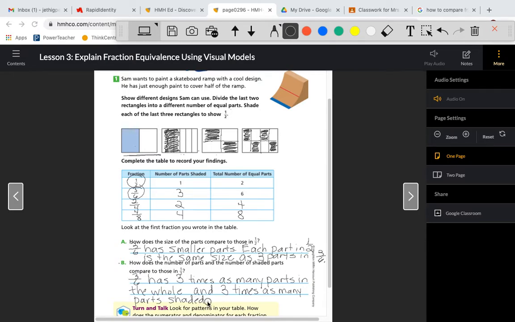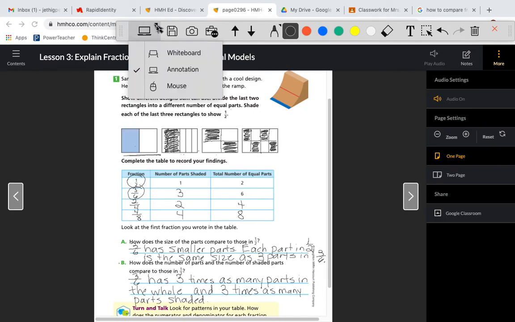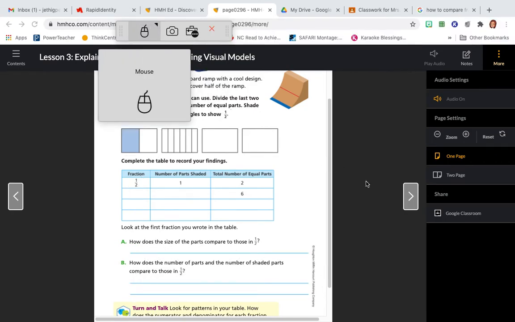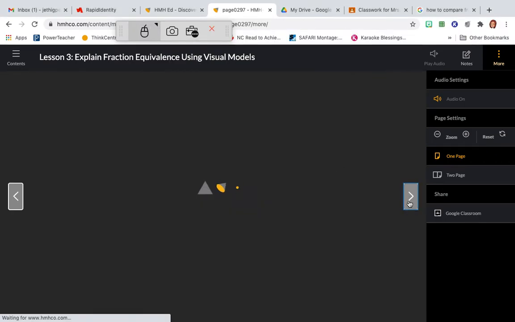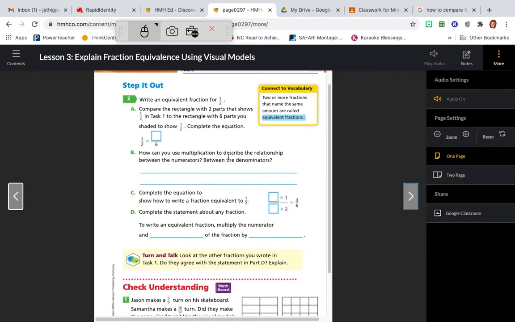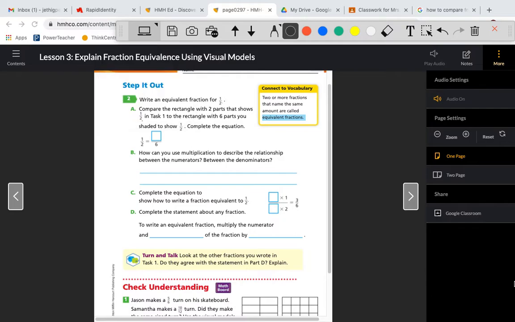Okay? So let's keep going. Let's look at equivalent fractions. So let's move over to page 277. And let's see how we're going to take this strategy and look at equivalent fractions. Okay, it says write an equivalent fraction for 1/2.